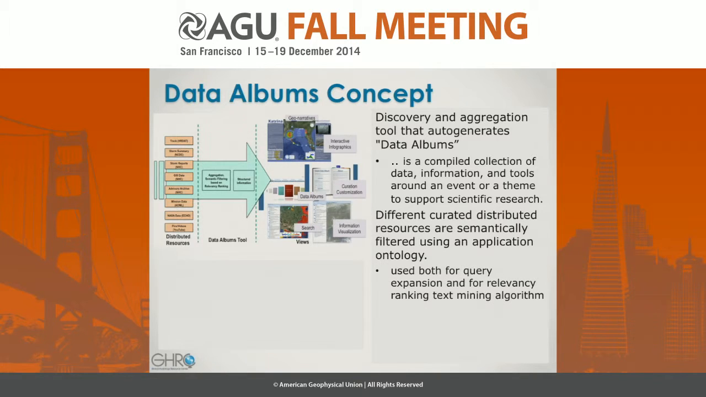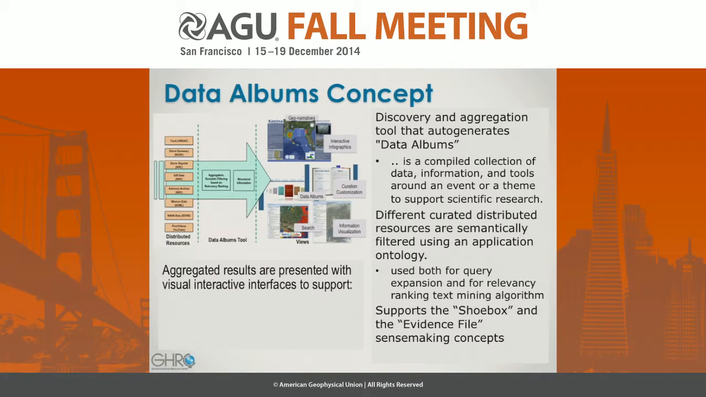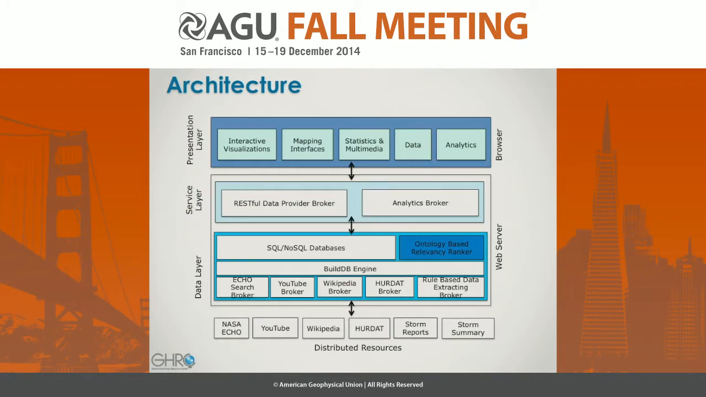The application ontology is used both for query expansion and for the relevancy ranking algorithm that we have in the service itself. The concept here is supposed to mirror this shoebox and evidence file approach. The results are presented in the user interface in an interactive manner to support this whole notion of discovery of latent needs. And we use dual coding theory, where if you present information in multiple modalities, it's much easier for an end user to understand what you're presenting.